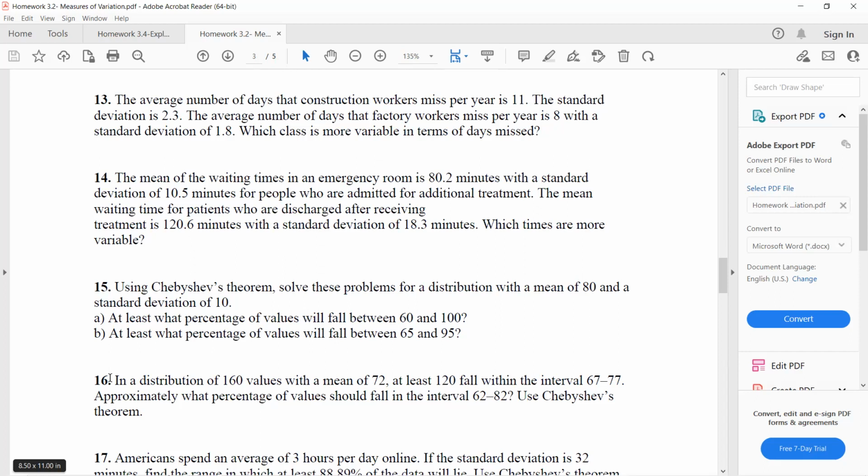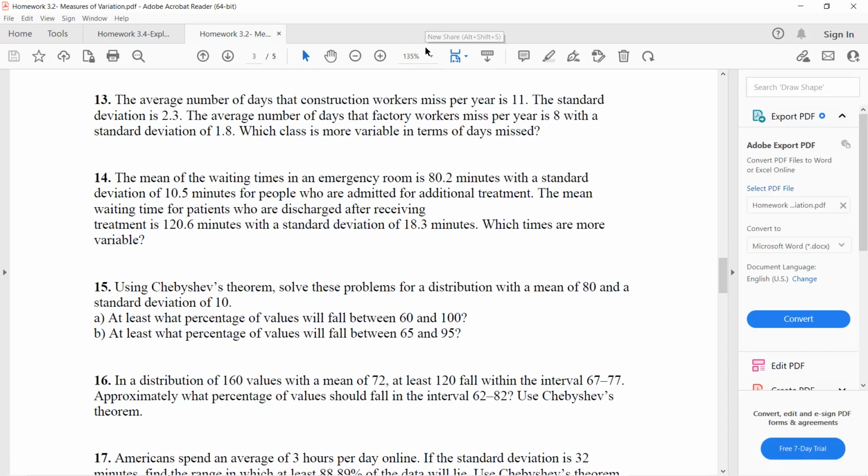All right, so 16. In a distribution of 160 values with a mean of 72, at least 120 fall within the interval from 67 to 77. Approximately what percentage of values should fall within the interval from 62 to 82? Use Chebyshev's theorem. Okay, there's a lot going on in this problem.